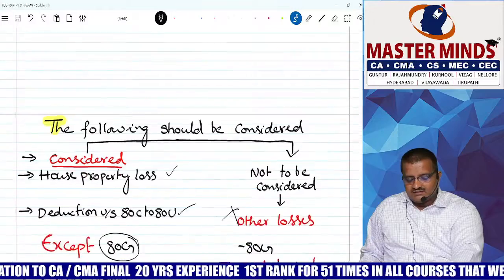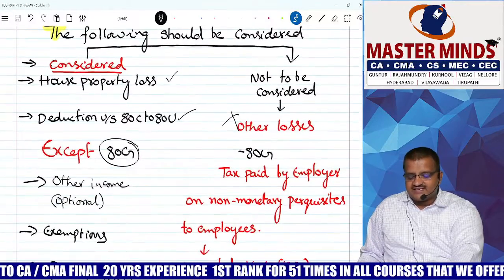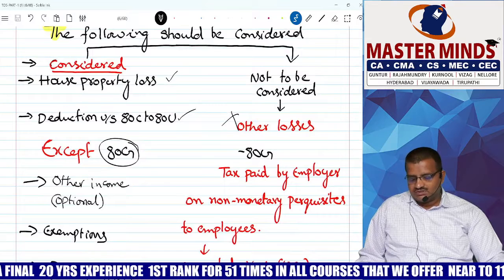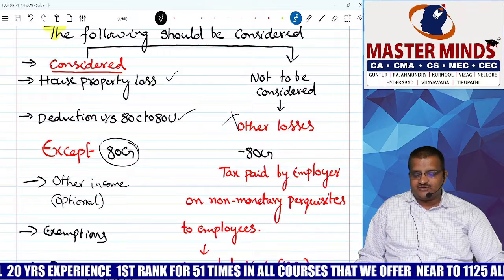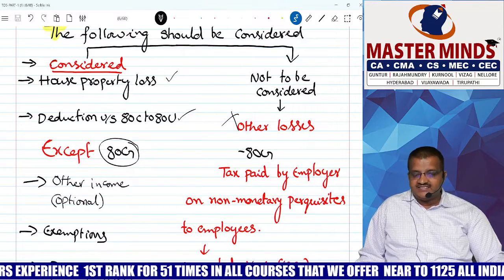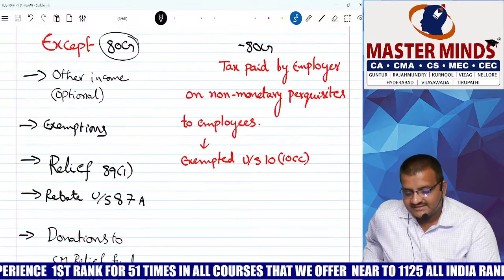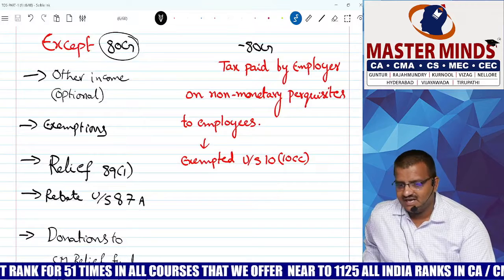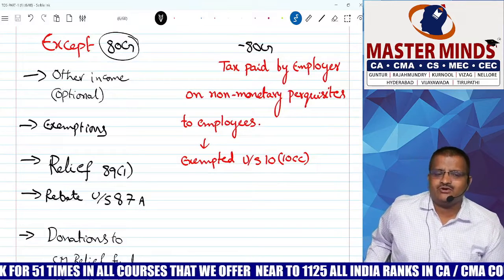Next, all of you, another part. House property loss, can I consider? Yes. Other losses, can I consider? No. Deductions under 80C to 80U, can I consider? Yes. 80G, can I consider? No. Other income, can I consider? No. Other income is not required. Yes or no?